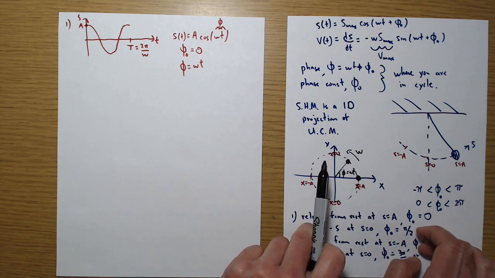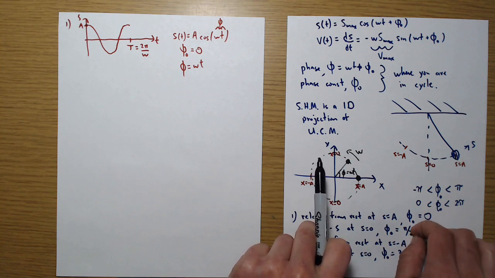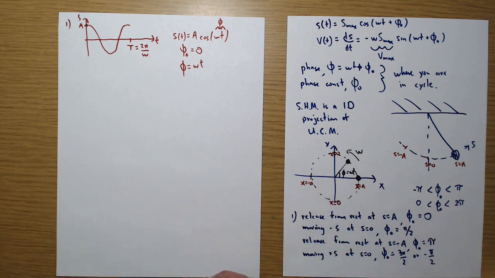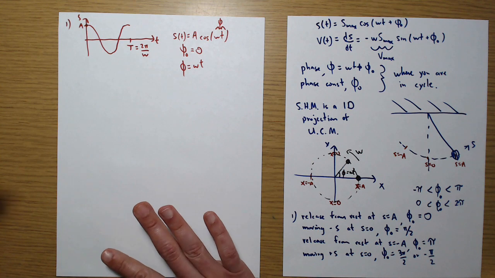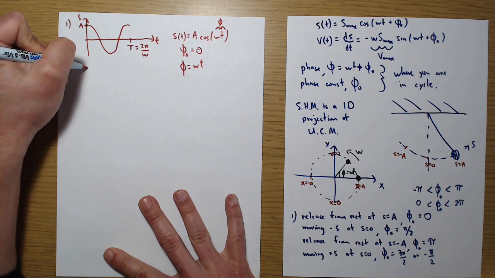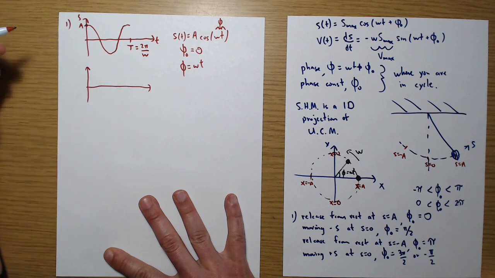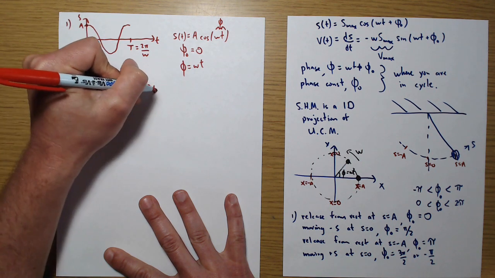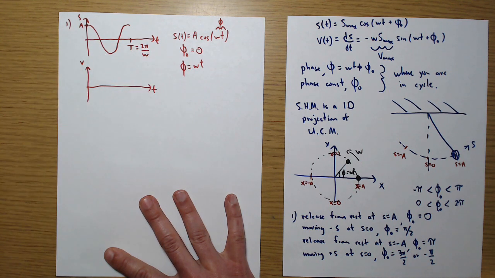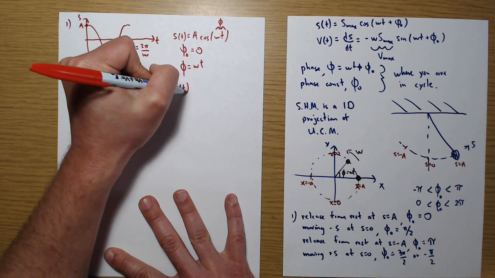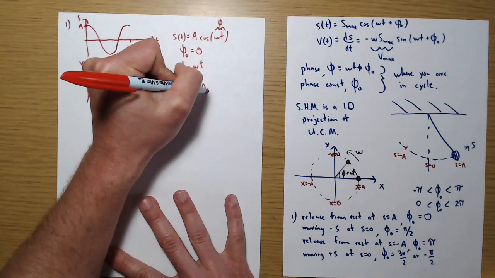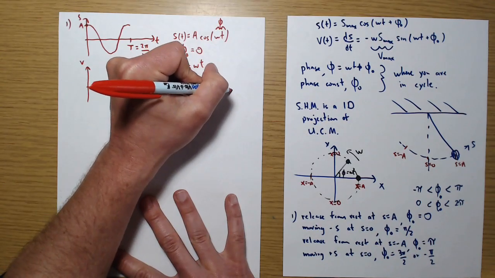Now what does the velocity look like in this case for number 1? Well, the velocity as a function of time, again, it's just the derivative of the position as a function of time. After I take the derivative here, I'm going to get v as a function of time equals negative a omega sine omega t.